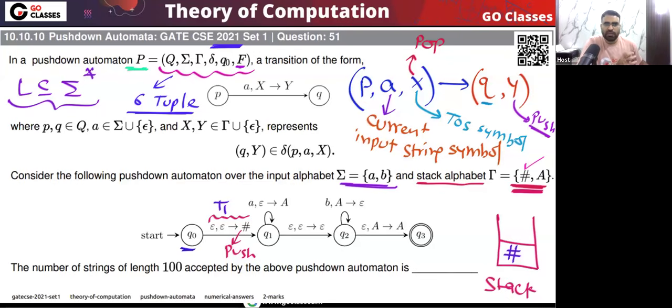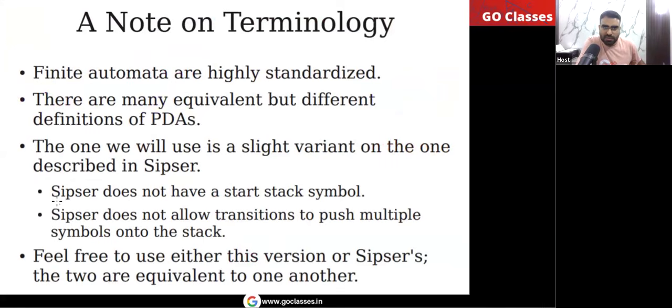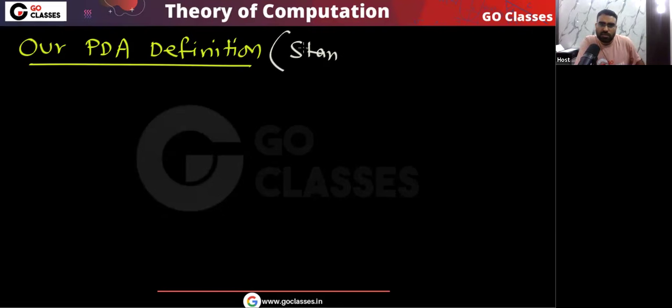Let me tell you one thing: in the Sipser book, the definition given by Sipser for PDA does not have a start stack symbol. Our PDA definition is actually taken from the Stanford University Theory of Computation course. Our definition is also very similar to the Ullman definition, but I can say that our definition is taken from the Stanford Theory of Computation course.